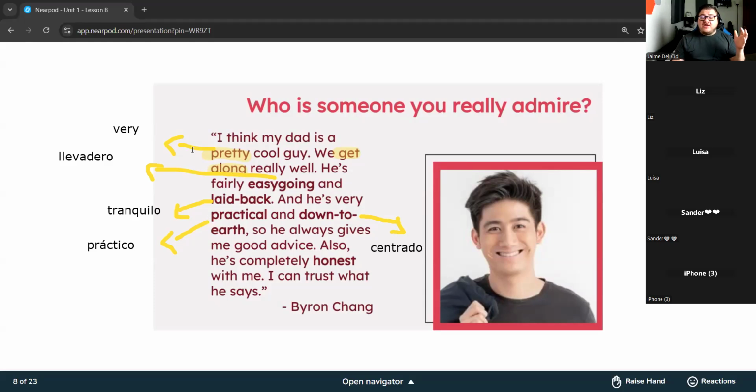So he is describing his dad. Noten que él sigue escribiendo su papá. I think my dad is a pretty cool guy. We get along very well. He's fairly easygoing. He's laid back and he's practical and down to earth. So he always gives me good advice. Siempre me da buenos consejos. Also, he's completely honest with me and I can trust what he says. Y puedo confiar en lo que él dice. That's very good. So I hope you're taking notes of these words because we're going to use them for our vocabulary exercises in just a moment.